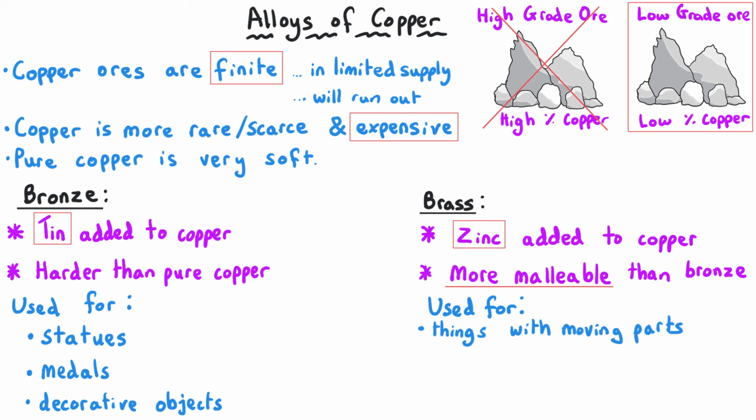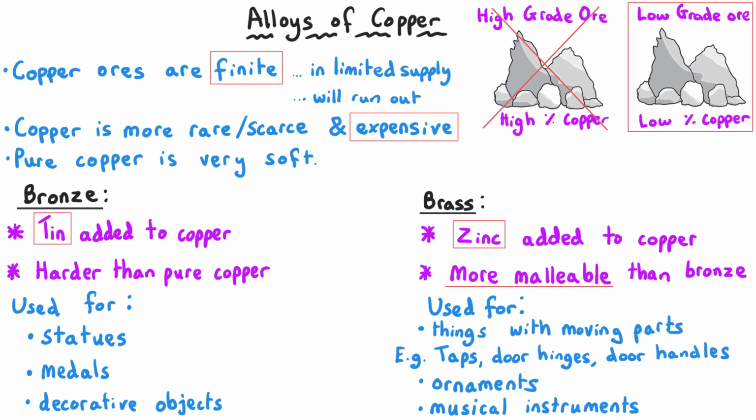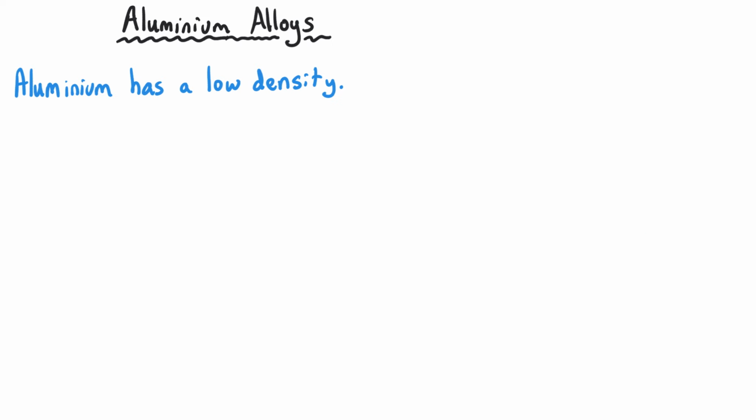So, for instance, in taps and door fittings such as hinges and door handles and screws. And it's also useful for ornaments and musical instruments. Aluminium is an incredibly useful metal because of its low density.